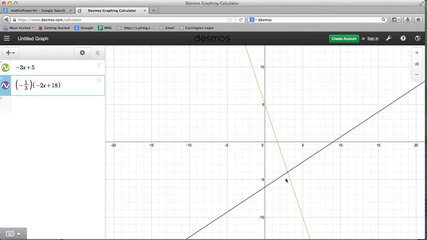The lines have different slopes. They have to intersect. Second possibility is the lines have the same slope, so they're parallel, so there's no solutions. And the third possibility is the lines are the same line. If you solve the equations for y, you'd have two identical equations. And in that case, there's infinite solutions.